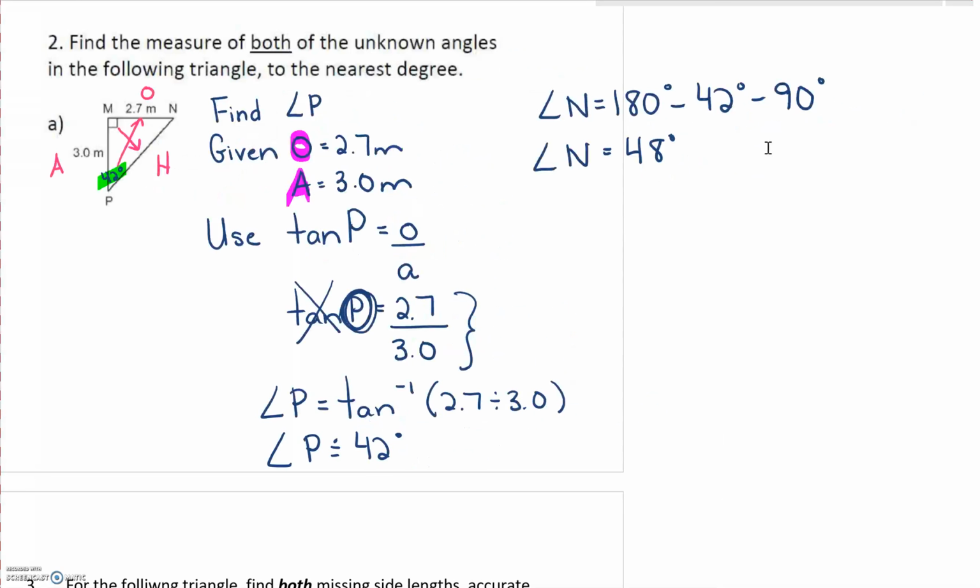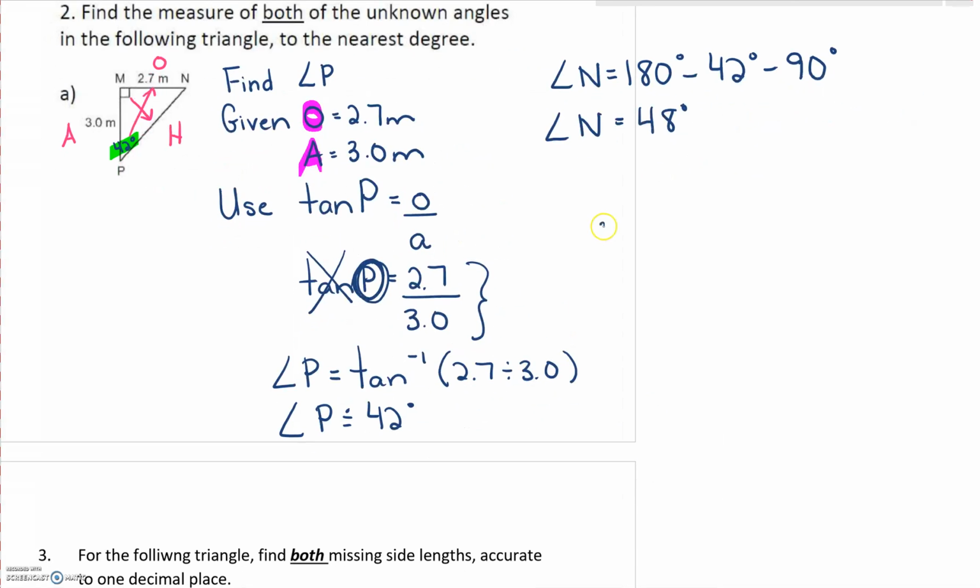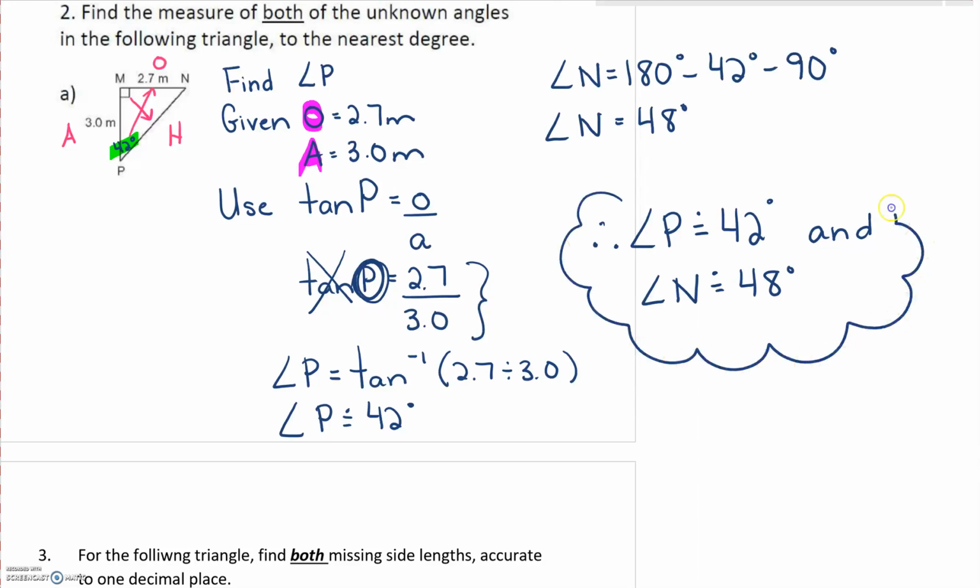So the only thing left to do here is just to make sure that you have a little bit of a concluding statement that says that angle P is equal to approximately 42 degrees and angle N is equal to 48 degrees, and that's approximately for both. Okay, so make sure that you have this concluding statement on your test because it's nice and easy to see.